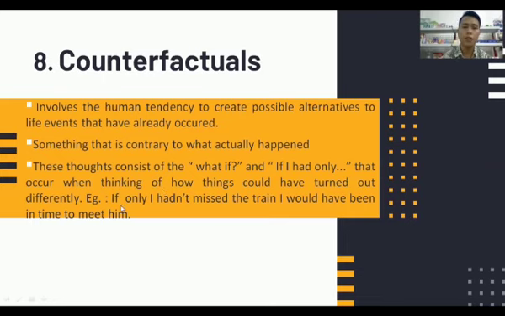For example, if only I had not missed the train, I would have been in time to meet him. The fact is that I missed the train. So I imagine that I had not missed the train. The reality is in contrast to my imagination. In reality I did not meet the person in time. But if I had not missed the train, I would meet someone in time.